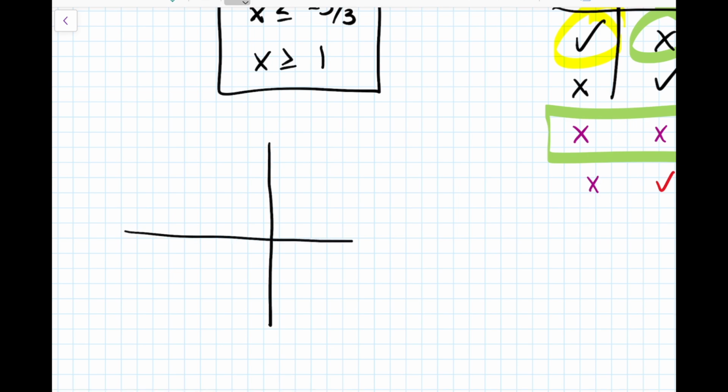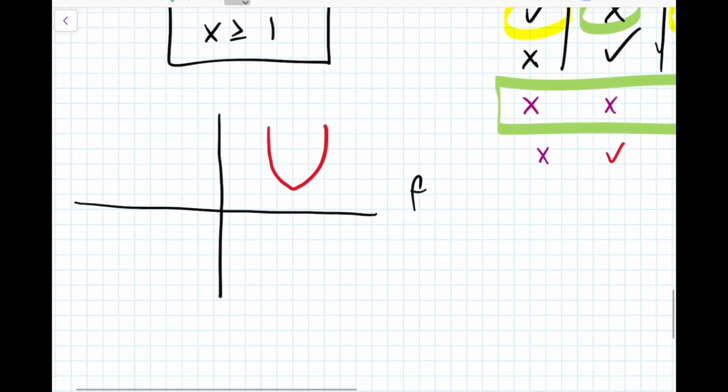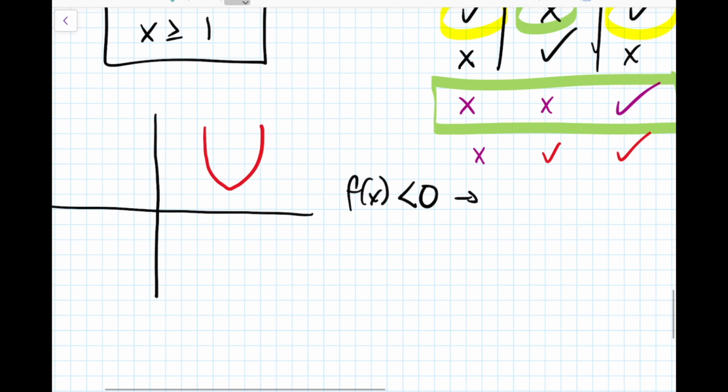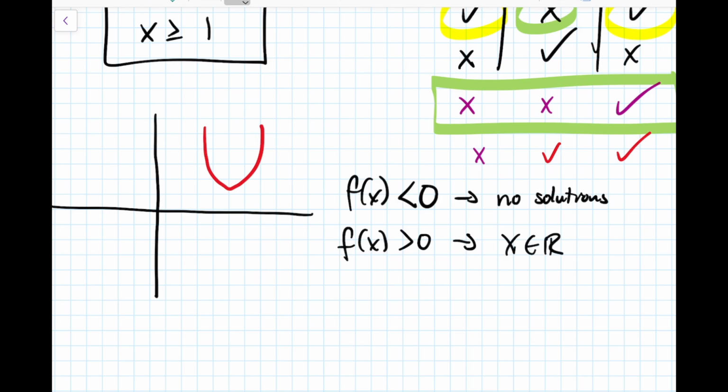So if your vertex and your graph looks like this, because we know that can happen, if I asked you when this thing was less than 0, well, if you look at that graph, that's never less than 0. And so this one would have no solutions. There would be nothing that you could ever put into this that would make it be less than 0. If I asked you where it's greater than 0, well, that would be everything. Every x value would make that thing bigger than 0, because it's always above the axis. And so that's when we get the all real numbers stuff.